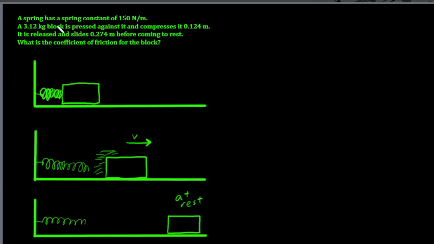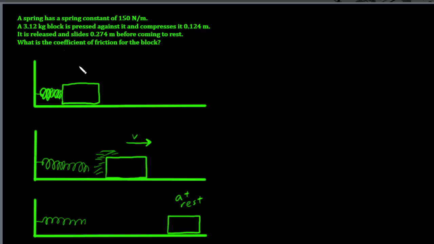All right, so a spring has a spring constant of 150 newtons per meter. A block is pressed against it and compresses the spring. The block is then released and slides a distance before coming to rest. And the question is, how much friction is there between the block and the surface?